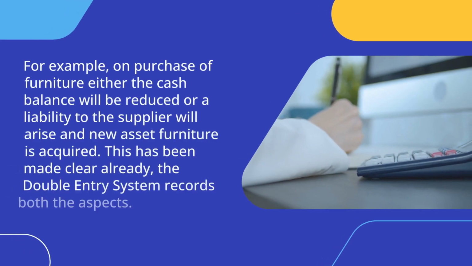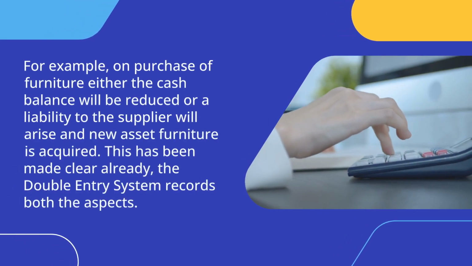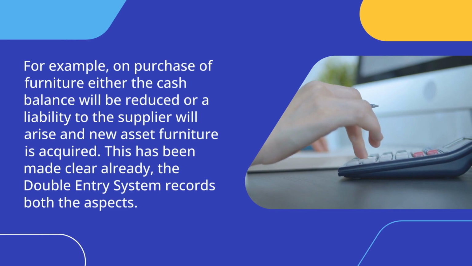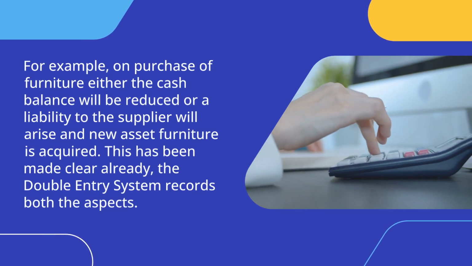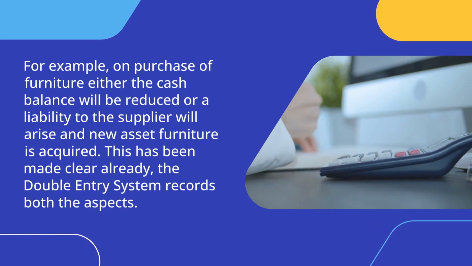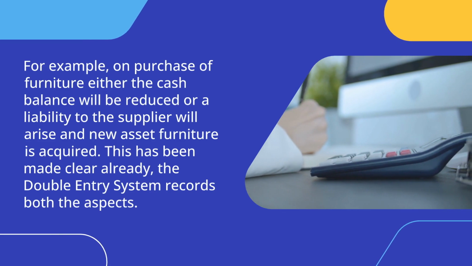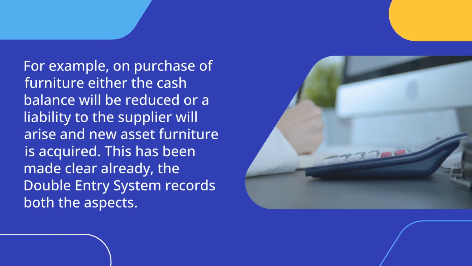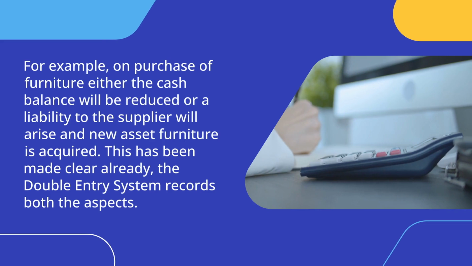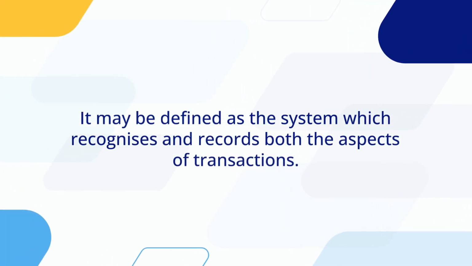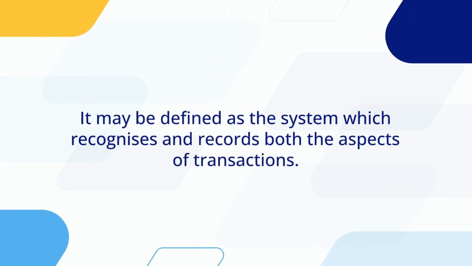For example, on purchase of furniture, either the cash balance will be reduced or a liability to the supplier will arise, and a new asset, furniture, is acquired. This has been made clear already. The double entry system records both the aspects. It may be defined as the system which recognizes and records both the aspects of a transaction.